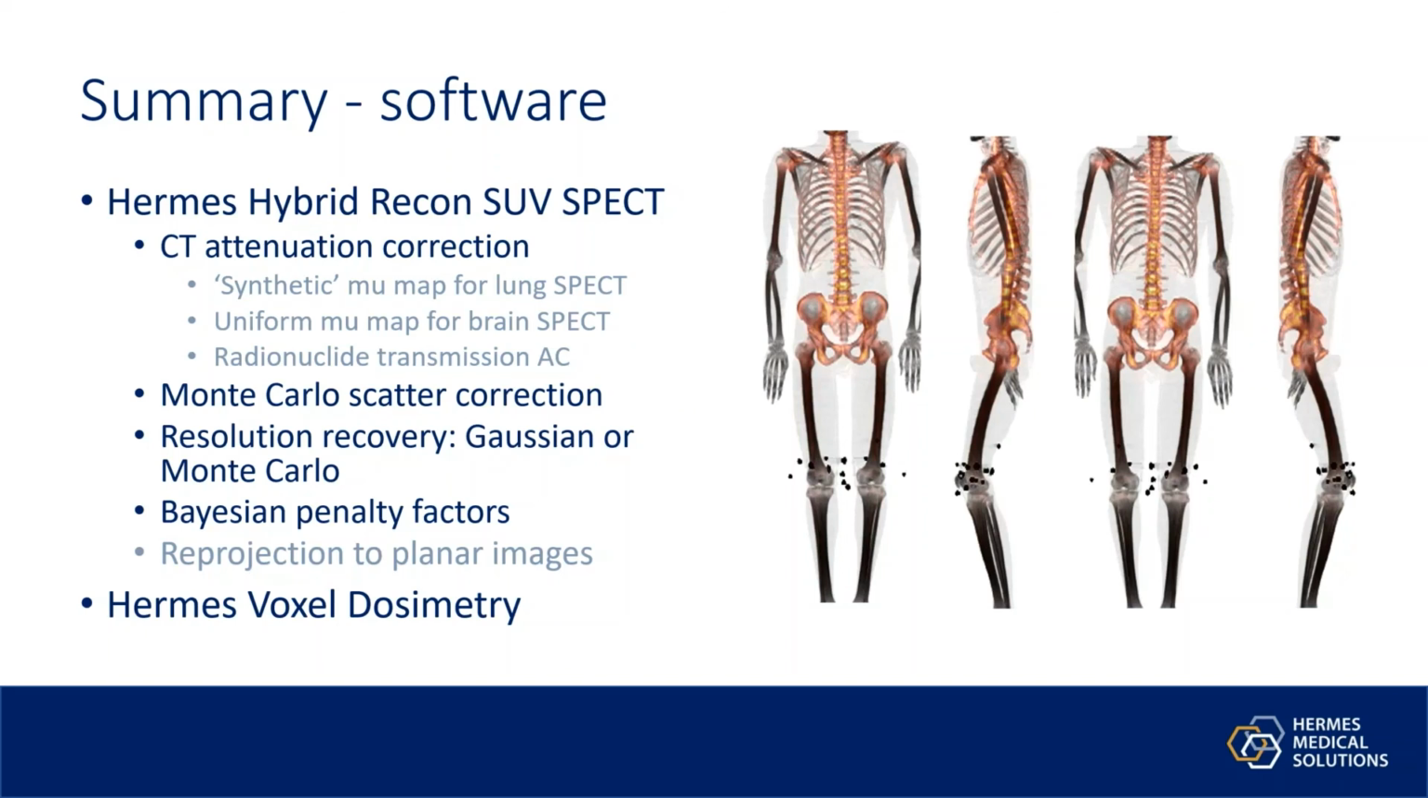We looked at Monte Carlo scatter correction. We discussed resolution recovery, both the Gaussian and the Monte Carlo models. And then we looked at some Bayesian penalty factors as well. What I didn't discuss is that this program is also able to make a reprojection. If it has an attenuation map, we can do a reprojection of the SPECT back to the planar images, if that would be useful to help with a transition between reporting planar images to SPECT images. Then we finished by looking at the Hermes voxel dosimetry software.